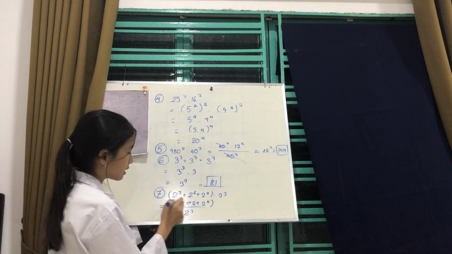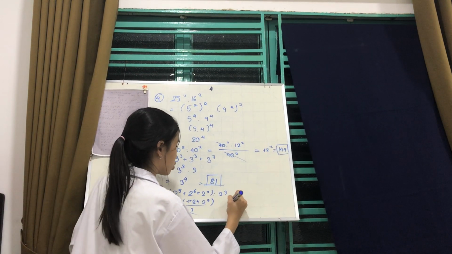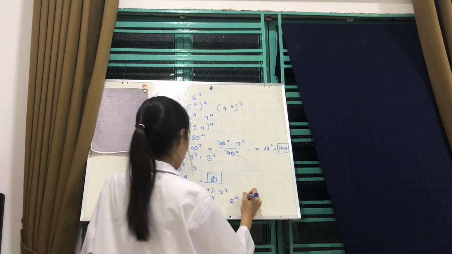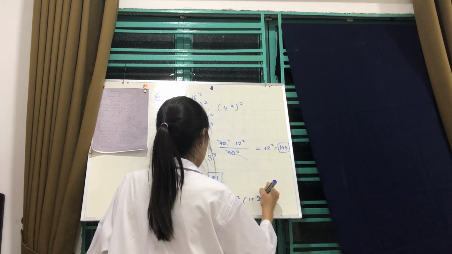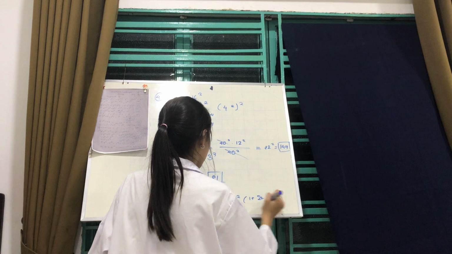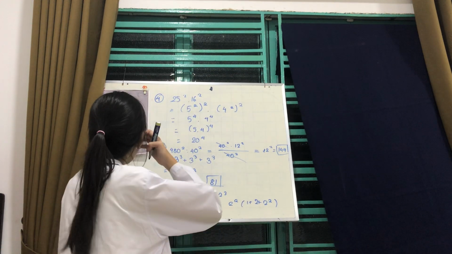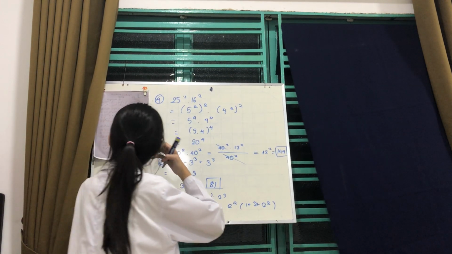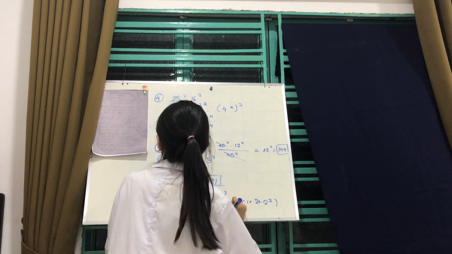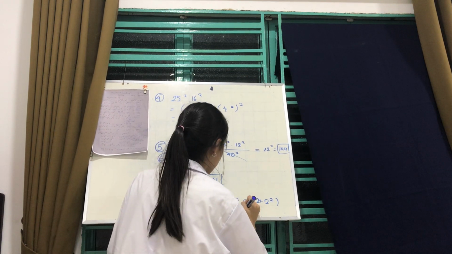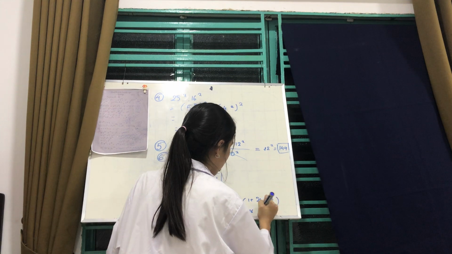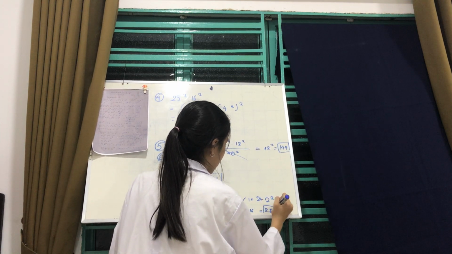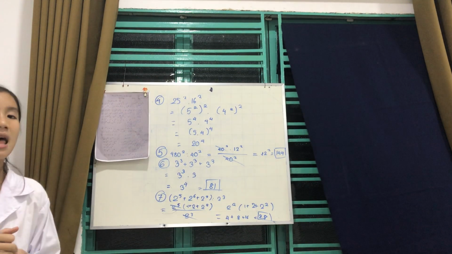We can cross these out, and we're left with 2 to the power of 2 times 1 plus 2 plus 2 to the power of 2. This will equal 4 plus 8 plus 16, which will equal 28. And that is my answer for problem number 7.